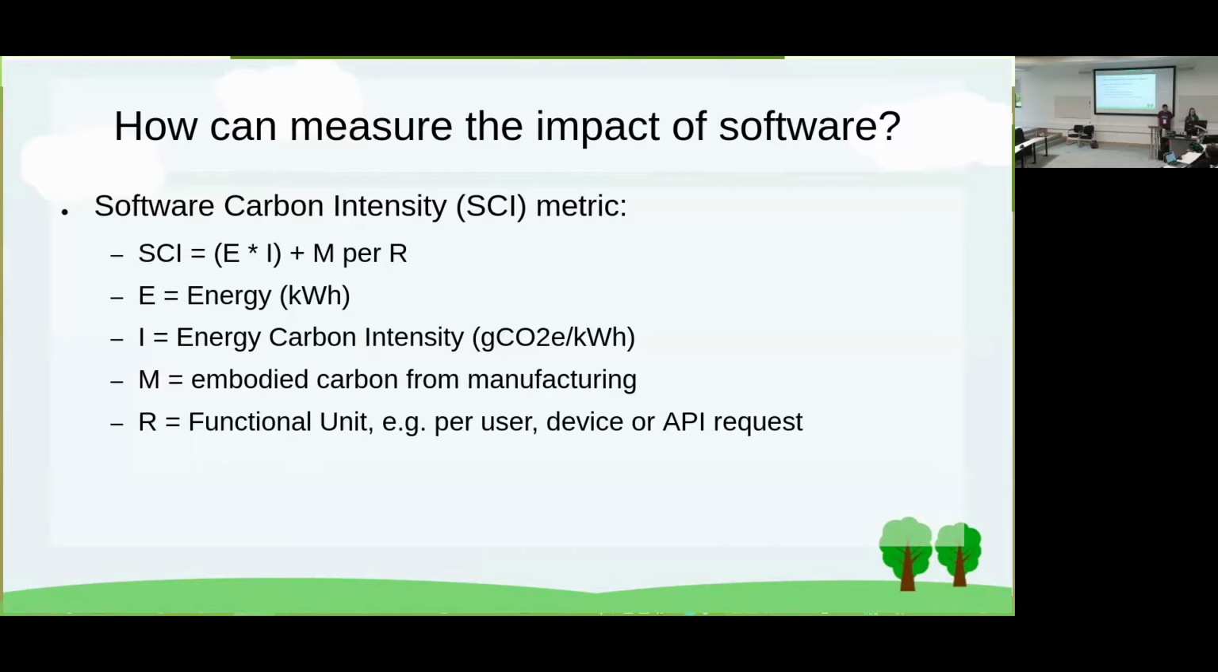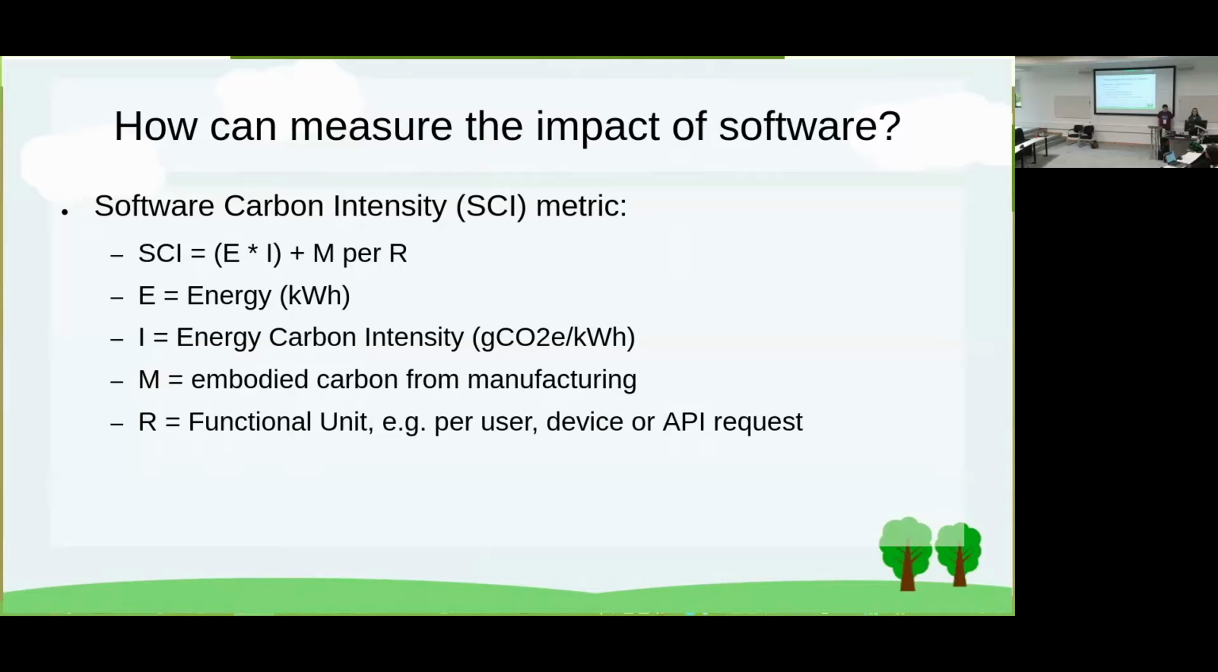Yeah, so that's I, the energy carbon intensity. Obviously, we already use an E for energy, so when you remember it, remember the I is for the intensity there. So you add on to that M per R, where M is the embodied carbon from manufacturing, or maybe the M stands for manufacturing, I'm not sure. Probably more the embodied. Again, we'd want to use E, but it would have been used already twice. And R is this functional unit.